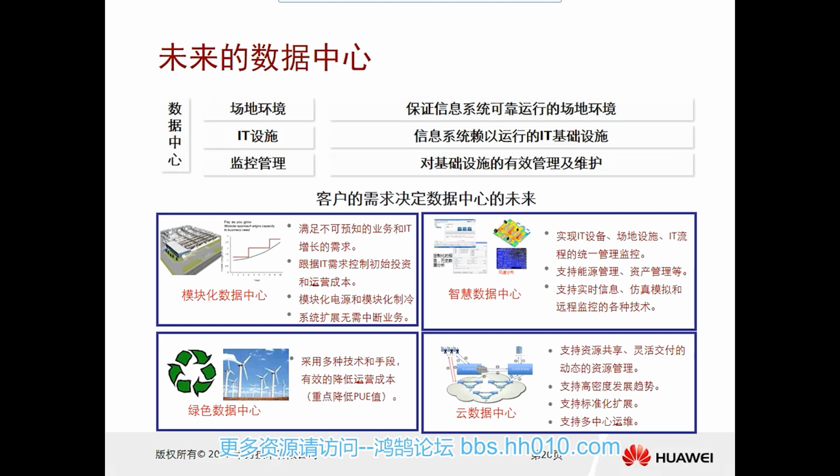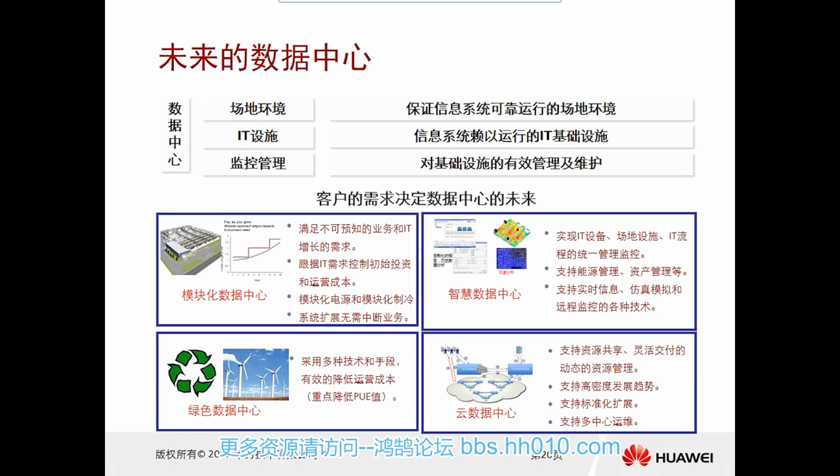The second one is the features of the data center. We have discussed these features before: modular data center, green data center, and intelligent data center. Here we also have a concept called cloud data center. In fact, the cloud data center in our development history, I have also covered. The modular data center is designed to meet unpredictable business and the demand for rapid IT growth. At the same time, according to IT requirements, it controls costs and operational management; modular power supply and modular intelligence provide this kind of uninterrupted business. This is our modular data center.